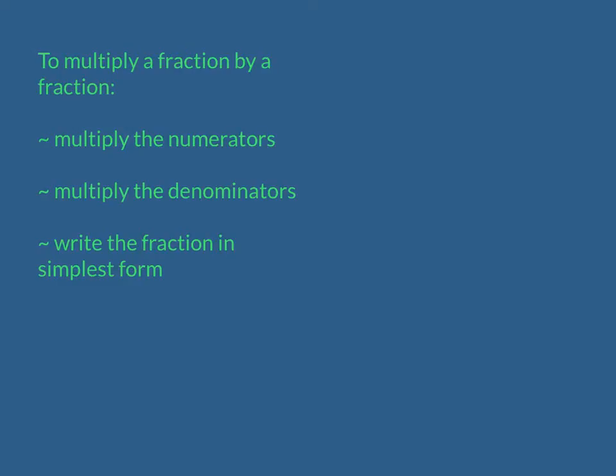To multiply a fraction by a fraction, first multiply the numerators, then multiply the denominators, and last write the fraction in simplest form. So let's take a look at how that looks using our fractions. So we have 2/3 times 3/8. So we first multiply the numerators. That would be 2 times 3 equals 6. Then our denominators. 3 times 8 equals 24. Now we need to put this into simplest form.